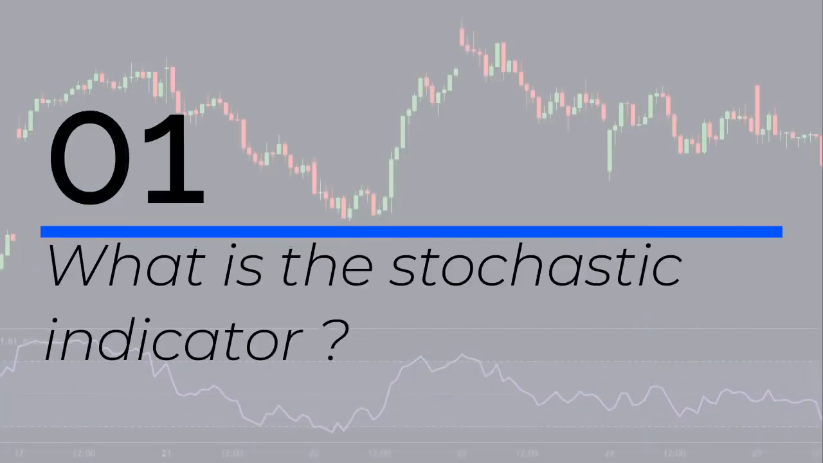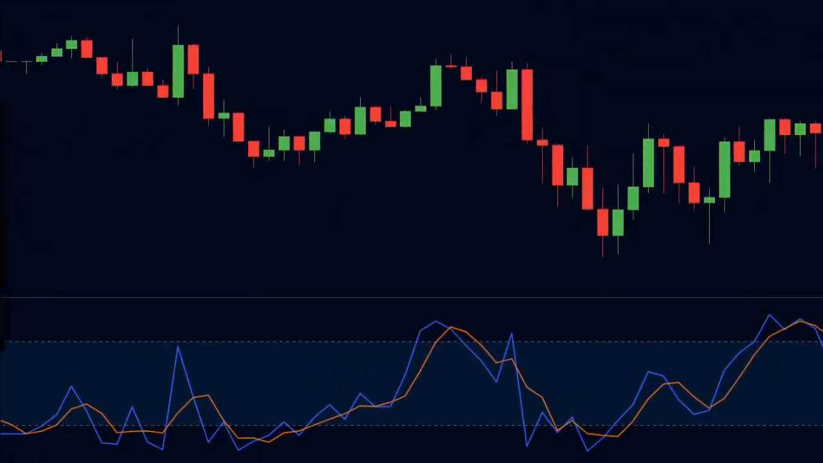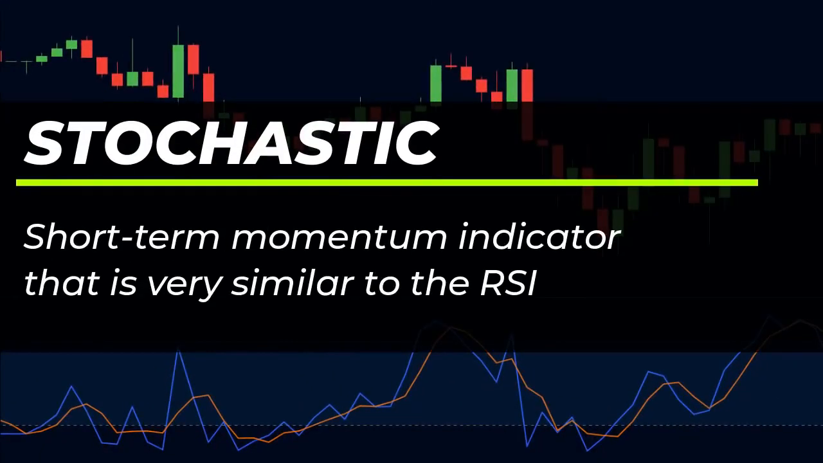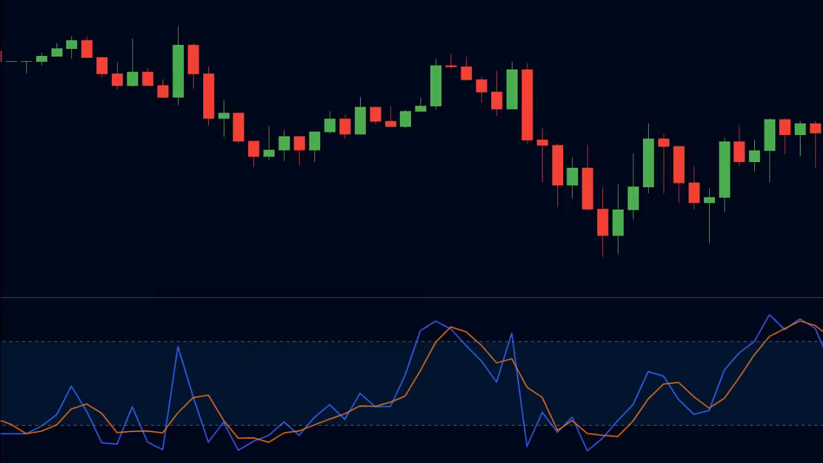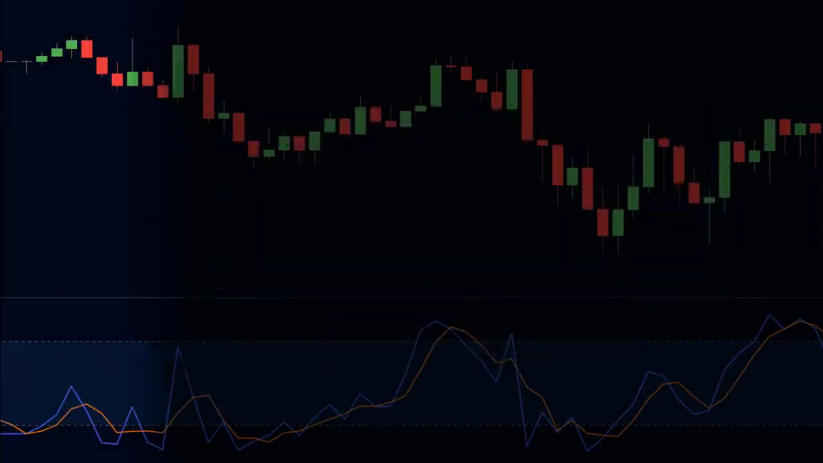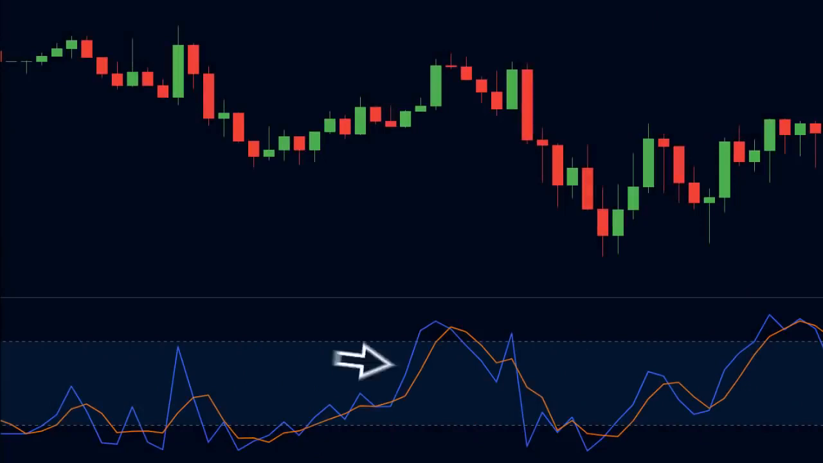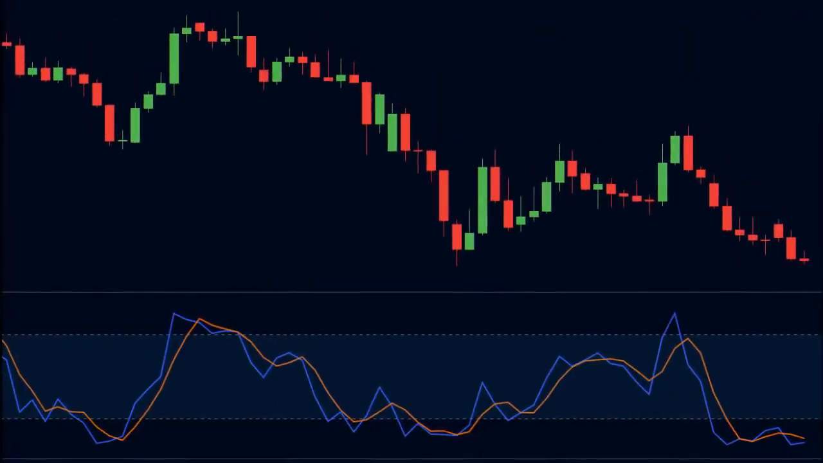First, let us understand, what is the stochastic indicator? The stochastic indicator is a short-term momentum indicator that is very similar to the RSI indicator. The basic premise of the stochastic is that it compares the current close to the highest and the lowest closes during a particular time period. So, if we chose a 10-period stochastic, it will show where the current candle is in the range of the last 10 candles. So here is the stochastic indicator.